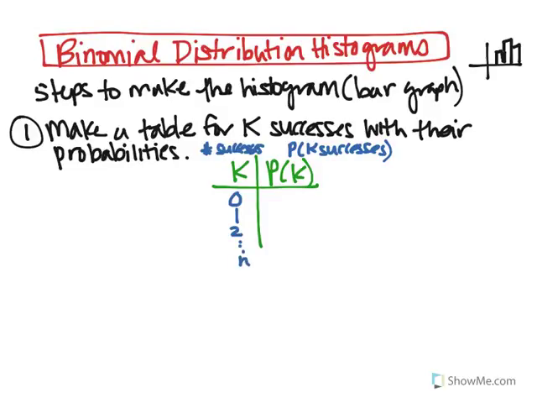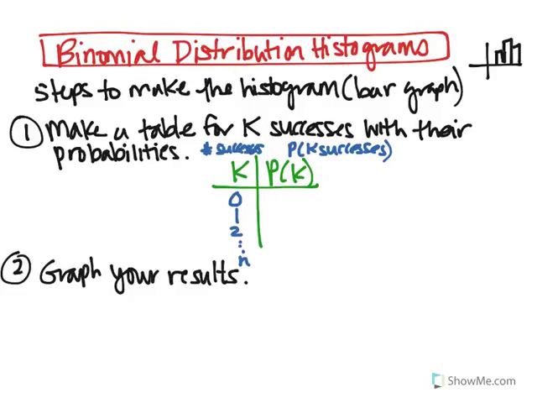So if there's 10 questions or if there's 10 drawings, up to the number of trials. And the second and last step is to actually graph your results. So when you make your histogram, what you're going to have on the x-axis is the number of successes. And so you're going to go ahead and scale that, starting with getting no successes, getting 1 success, getting 2 successes, 3 successes, and so on.